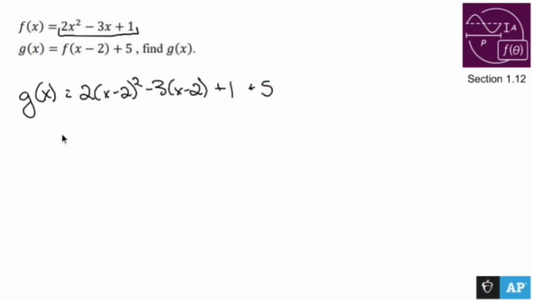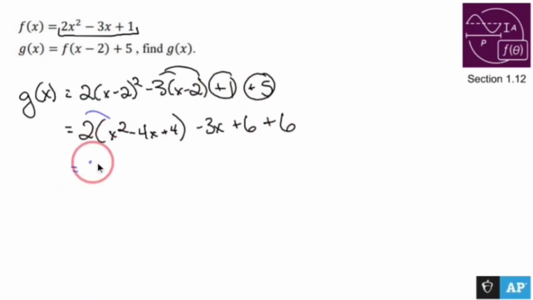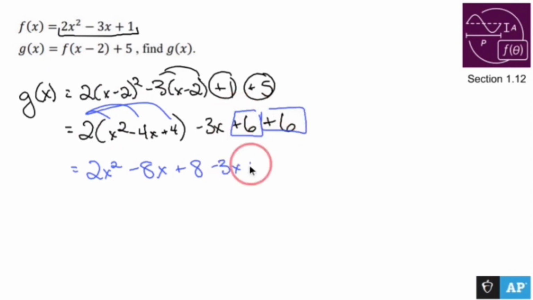This is a perfect square trinomial. So you become x squared minus 4x plus 4. The 2 can be distributed. So negative 3x plus 6. You guys can combine to make 6. The 2 can be distributed, so that can be 2x squared minus 8x plus 8. Minus 3x drops down. These guys can combine to make 12.